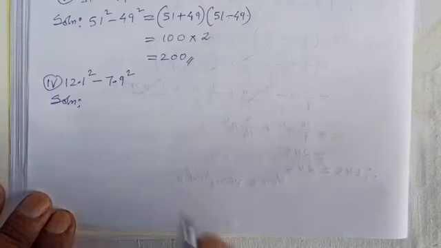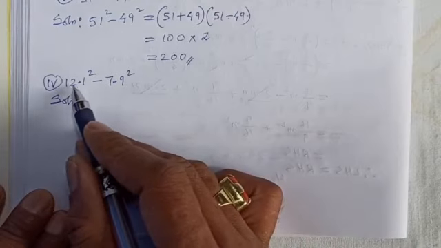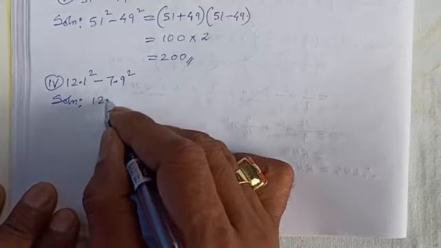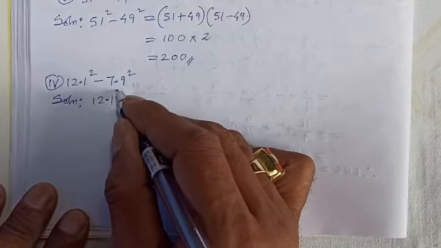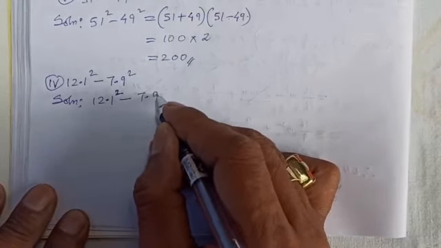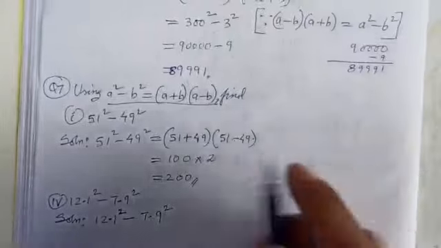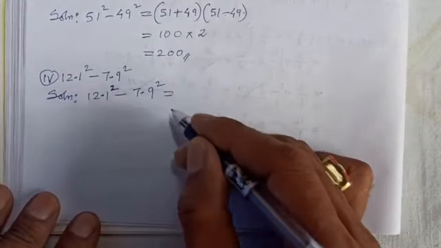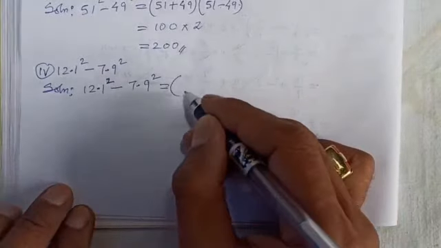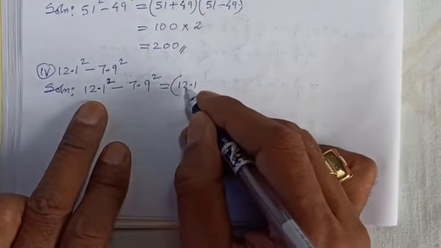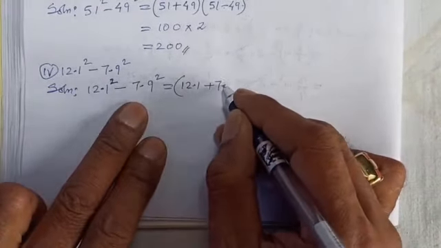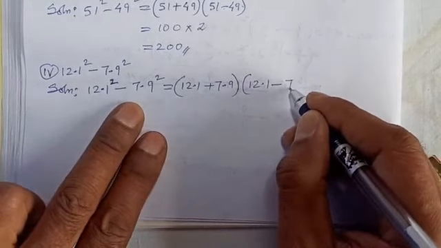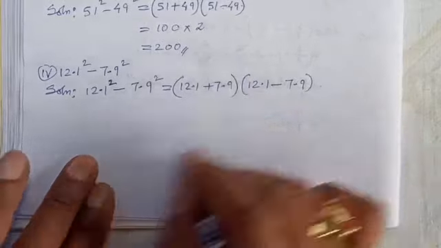Next, let's try Roman number 4. 12.1 square minus 7.9 square. Now solution. 12.1 square minus 7.9 square. We have to use this identity. So a plus b. Next is a minus b. Next steps. This is plus.